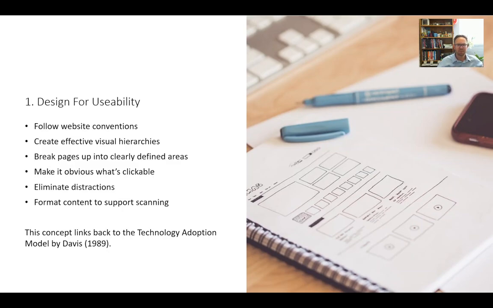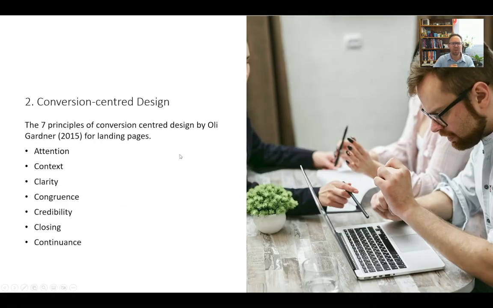Now, this concept of usability goes all the way back to the technology adoption model by Davis. So that's an important model that's still used today to help us analyze the usefulness of websites and the usability of them as well. Right, so that's point one. Point two is conversion-centered design.